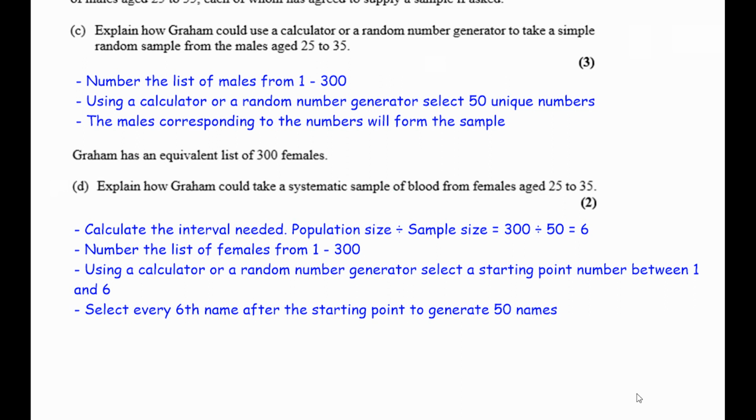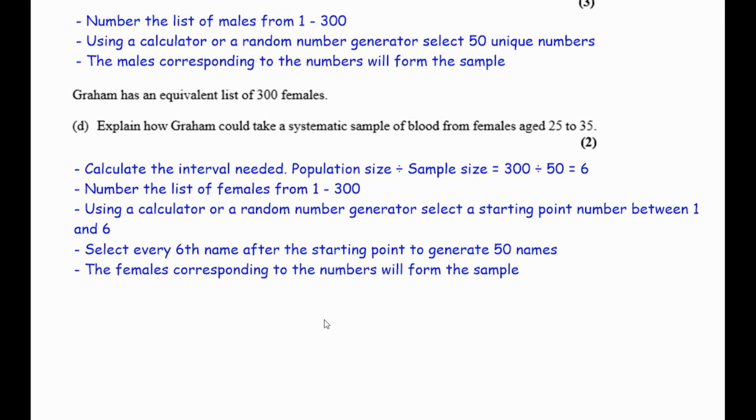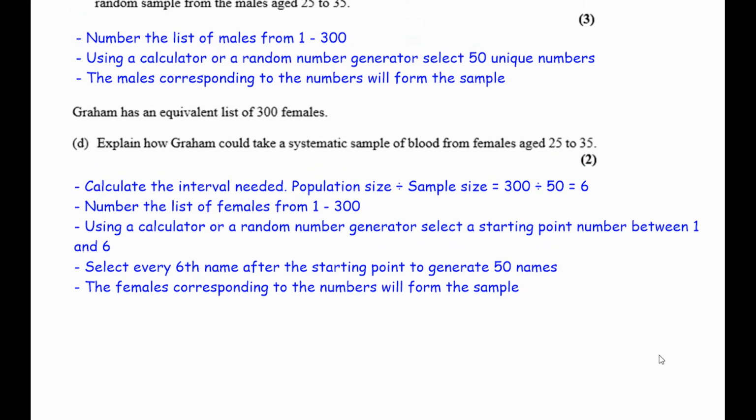Okay, then we'll select every 6th name after the starting point to generate the 50 names, and these 50 females will form the sample. And the females corresponding to the numbers will form the sample. Laying out step by step how this sampling technique is performed will be worth all of your marks.